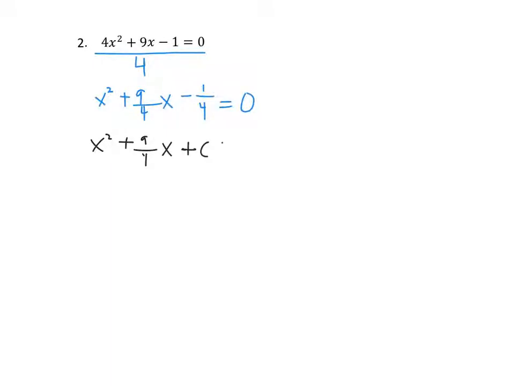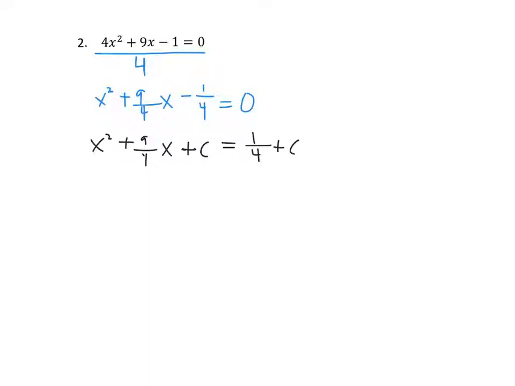Okay, let's look at this second example. I see 4x squared plus 9x minus 1 equals 0. So I'm going to divide everything first by 4 and get x squared plus 9/4 x, I'm going to leave that as a fraction, minus 1/4 equals 0. Now I want to isolate my x squared and bx terms. So I have x squared plus 9/4 x plus c equals 1/4 plus c, so I move that to the other side.